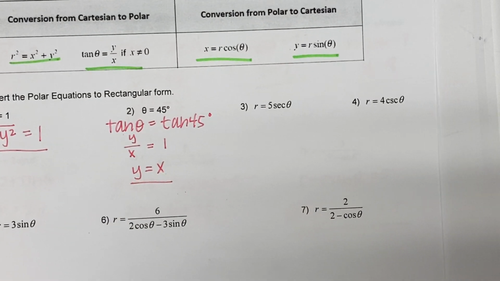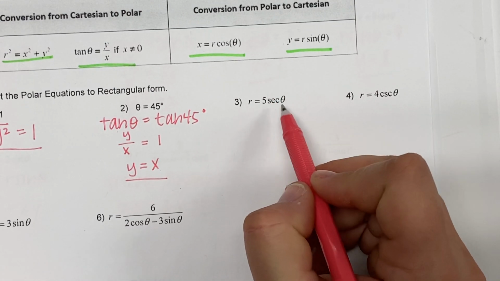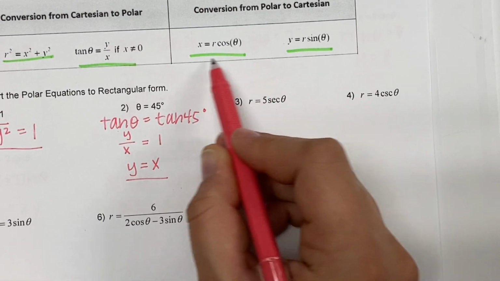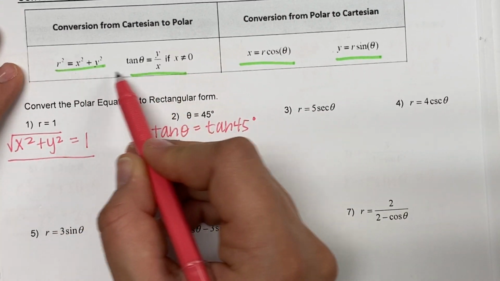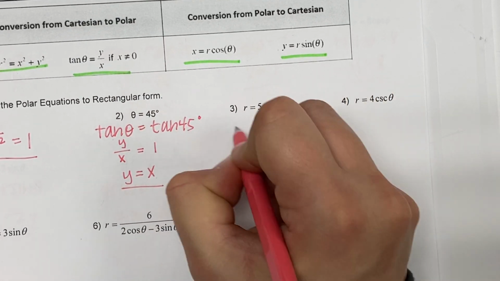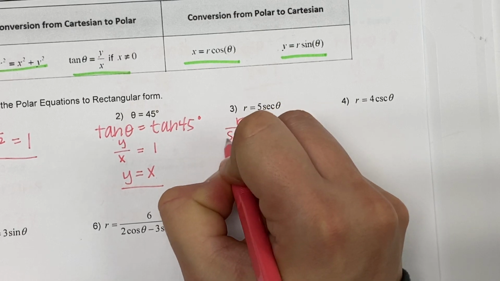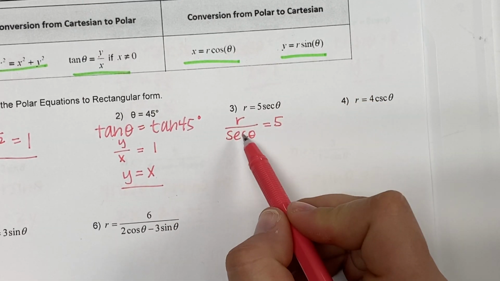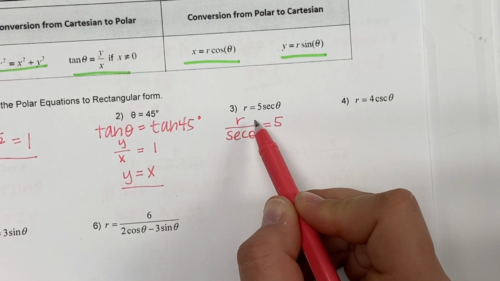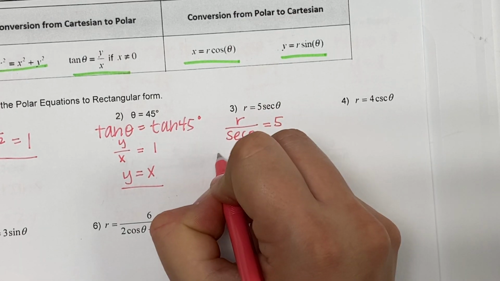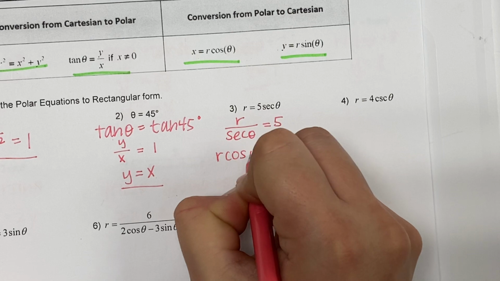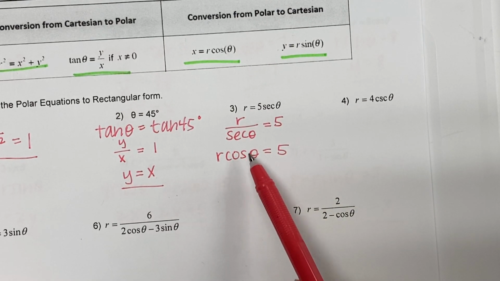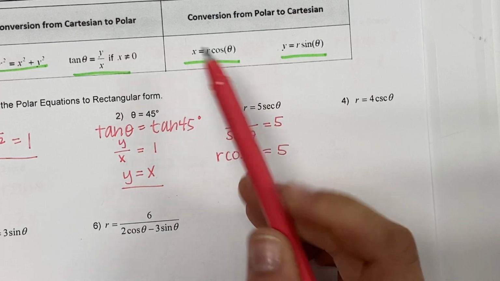Yay! Okay, number 3. Let's bring secant over here because secant isn't one of my things, but I know if I divide by secant, and I want to bring secant to the numerator, secant becomes cosine. And now you can tell that r cosine theta is x.